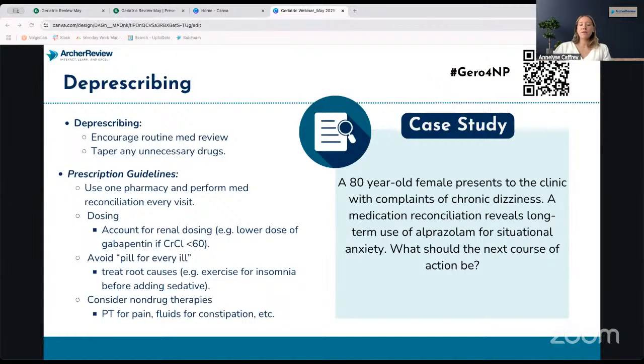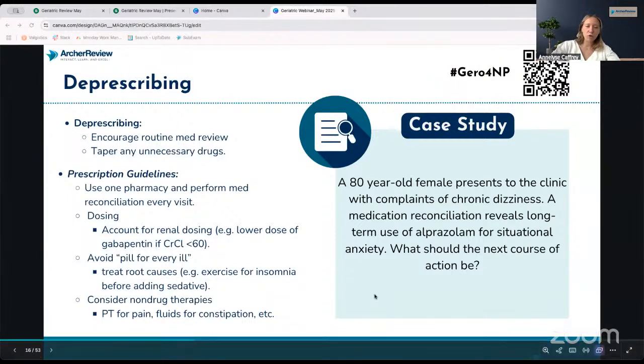Now we have prescribed 3 medications to treat the symptom of a dry cough that we know is associated with an ACE inhibitor. We would have been better just switching that ACE inhibitor to maybe an ARB, like valsartan, that doesn't have that side effect of the dry cough nearly as much as something like lisinopril does. So we want to avoid prescribing cascades. And this should be done at every single visit. Every visit they come in, we should reconcile their meds, look at dosing, and avoid that pill for every ill mentality. Do non-pharmacologic treatments first, and then deprescribe anything that is not immediately necessary for their condition.